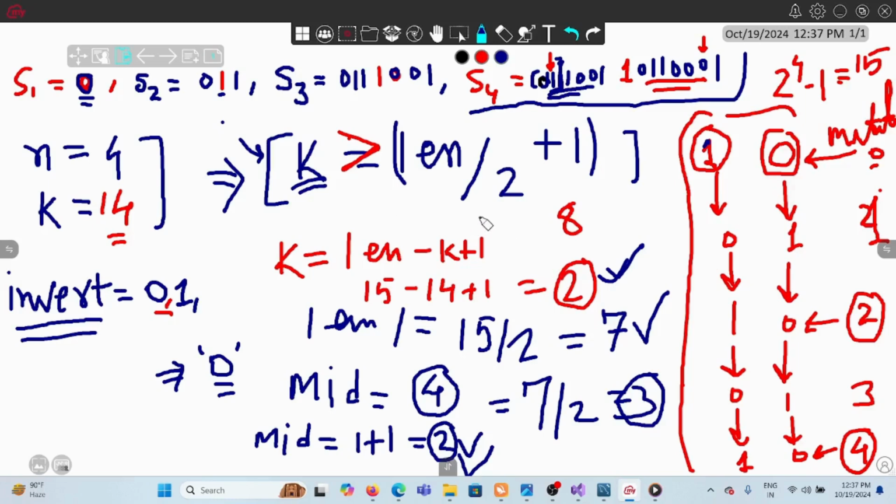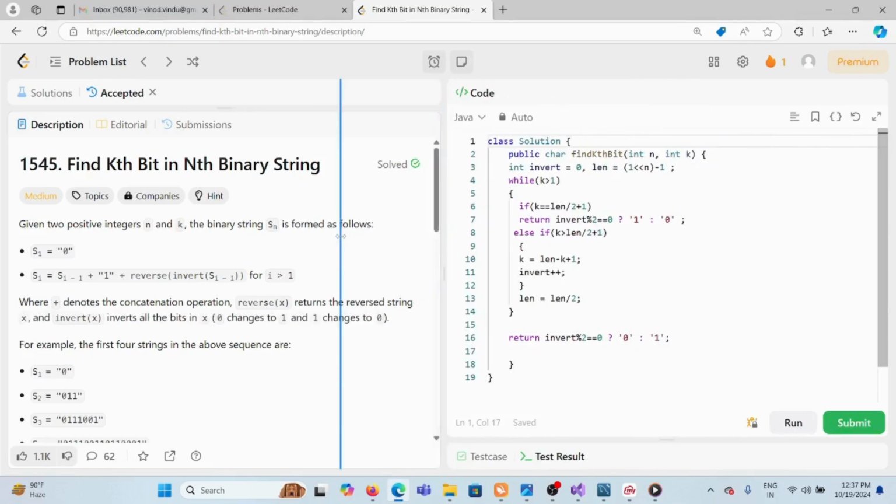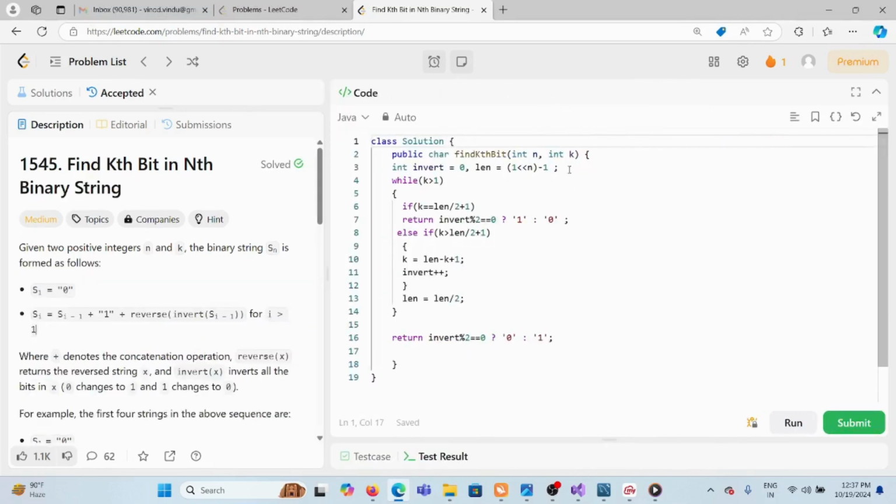Okay, so let me show you my corresponding code. I will explain each and every line again so that things would be very clear. Okay, so this is my code, you guys can see here. I have started this invert as equal to 0, and this length is equal to 2 to the power n minus 1. So if we do 1 left shift n, that gives 2 to the power n, minus 1. Okay, now you can check here.